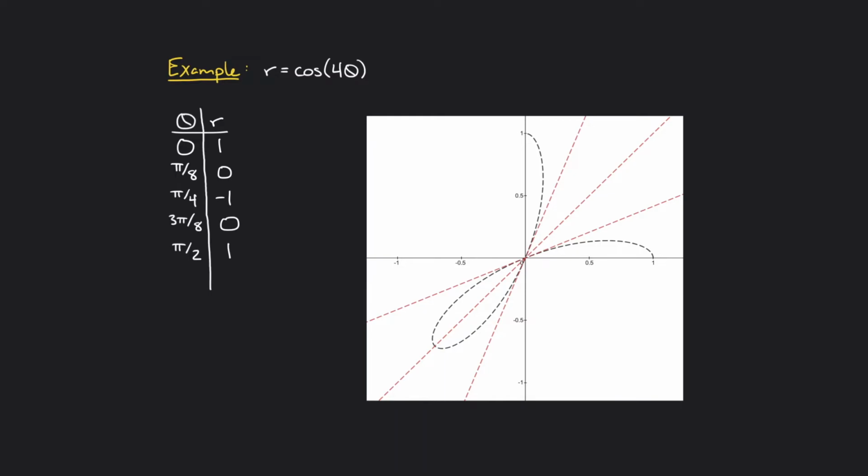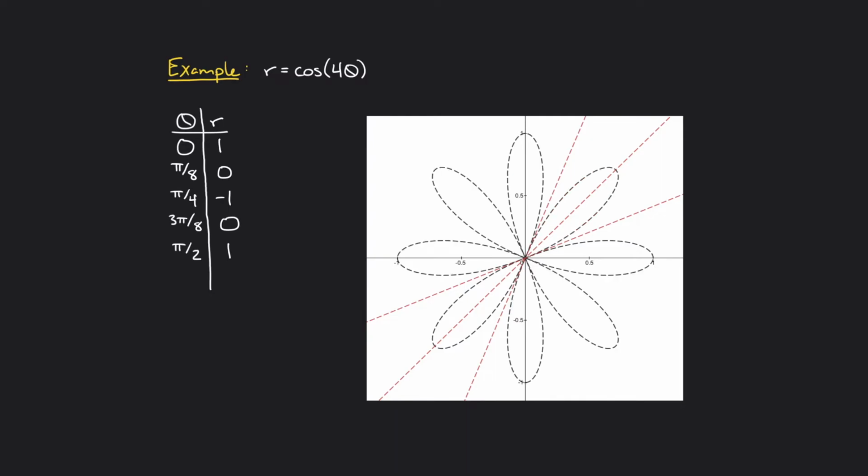And now, since this function has period pi over 2, it just repeats after this. So, to finish off the graph, we can just take this shape and keep rotating it pi over 2 radians until we get back to where we start. The final shape looks something like this, and so we call it an 8-petal rose.